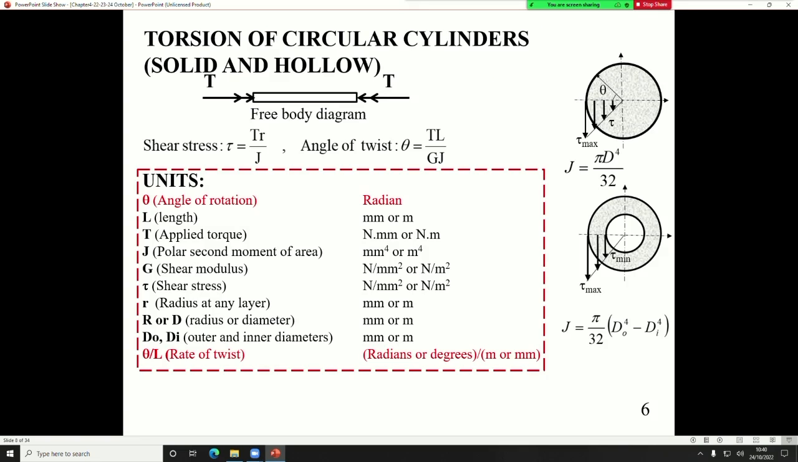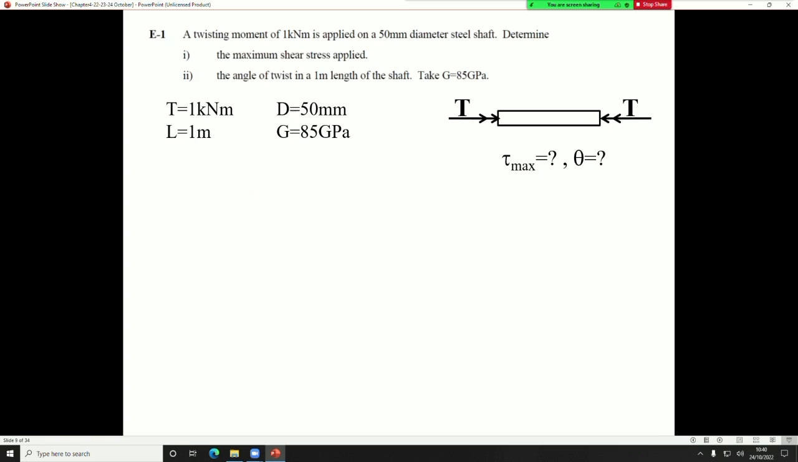So let's solve a couple of examples to reinforce the materials I've covered so far. We start with question number 1. In question number 1, we've got a solid circular cylinder with a diameter of 50 millimeters, shear modulus of 85 gigapascals, which means it's made of steel, subject to a torque of 1 kilonewton meter over a length of 1 meter. The problem is asking us to find the angle of rotation or angle of twist and the maximum shear stress applied to this cylinder.